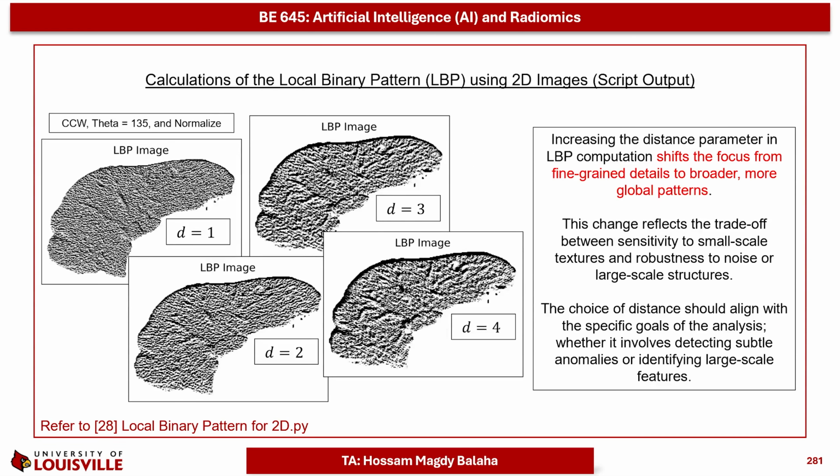If we combine all of them together in one plot, here distance 1, distance 2, distance 3, distance 4, now we can understand the differences. So by increasing the distance parameter, we are shifting the focus from capturing the fine-grained details to global patterns. So now here, the fine-grained details disappear and the global patterns in the liver appear.